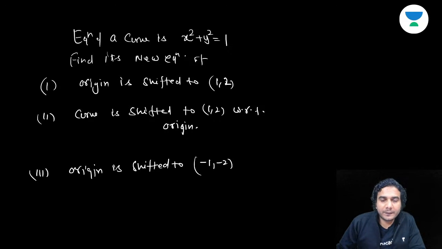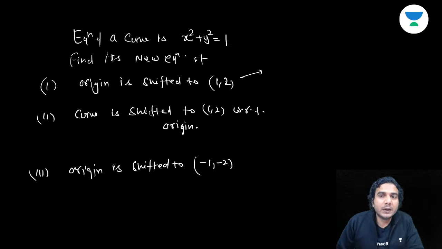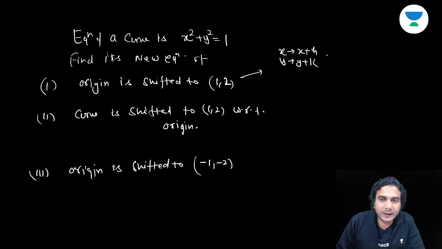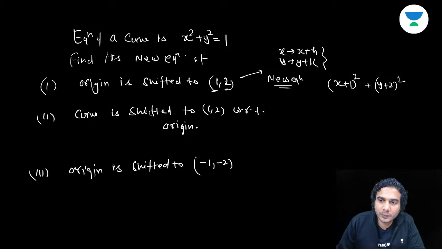See, like the first case, if you're shifting the origin, okay, now listen to this. If you're shifting the origin, then x will be replaced by x plus h and y will be replaced by y plus k, okay? That is the rule. If you're shifting the origin, this is your h comma k. So the new equation is x plus 1 the whole square plus y plus 2 the whole square is equal to 1, okay?